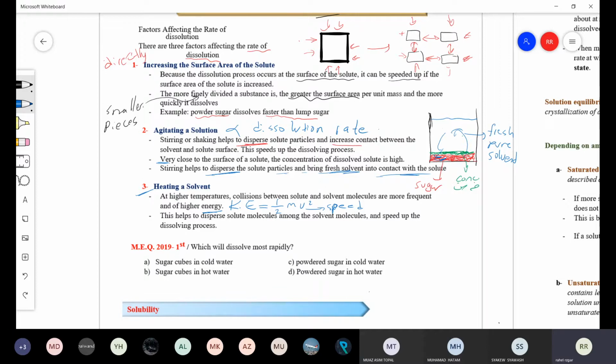Particles of the solvent, particles of the solute. Then at that time, the collision, the contact between solute and solvent will be more frequent. They will contact more. They will have a better contact between them. That is the effect of heating a solvent. So what happens? This helps to disperse the solute throughout the solvent, and speeds up the dissolving process.